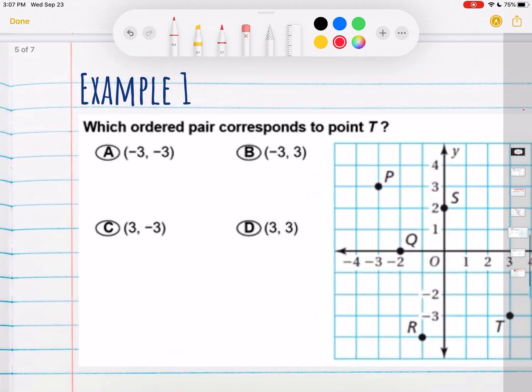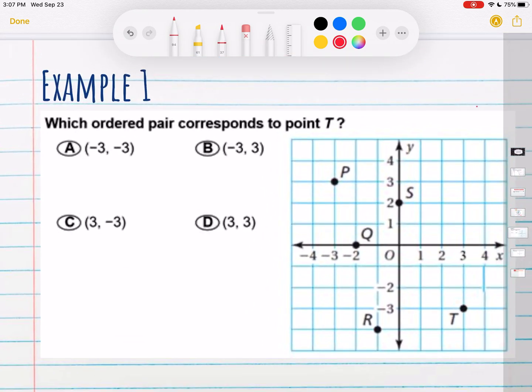Which ordered pair corresponds to point T? So let's just find T first of all. Looking on my coordinate plane, T is right here. So I want to know which ordered pair corresponds with it. First let's find the x-coordinate. The x-coordinate would be, let's see, here's my x-axis right here. The horizontal one. It looks like it's 1, 2, 3 over, 3 to the right. So my x-coordinate's 3.